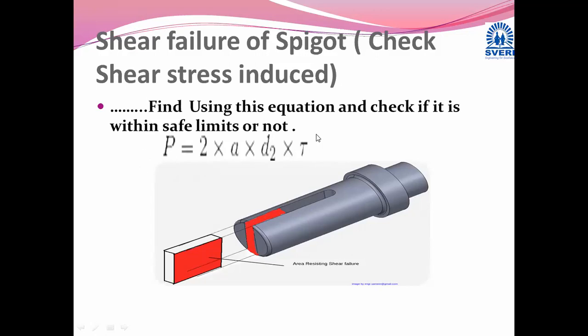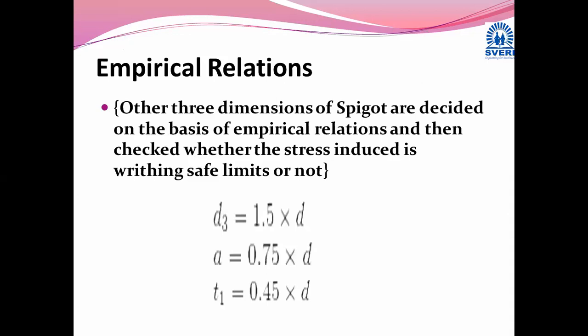Otherwise, if it is coming low, then we have to again redesign it. We have to go back and we have to decide the value of A and D2. Okay, or you have to consider this value from the equation, this equation. Getting me? Here you can ask questions, sir. Already this A has been calculated here.